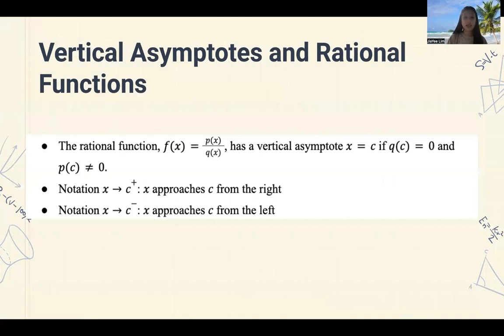A vertical asymptote can be found by equating q(x) equals to 0. So when the denominator is equal to 0, the x value found will be the vertical asymptote. For the notation, when the x value is larger than the vertical asymptote, x will be approaching c, which is the vertical asymptote, from the right. And when the x value is smaller than the vertical asymptote, x will be approaching the vertical asymptote from the left.